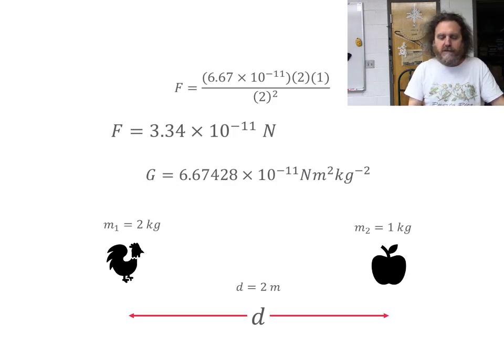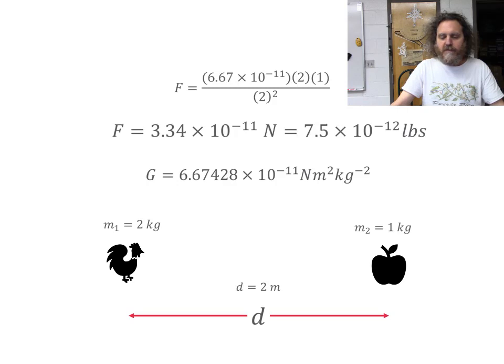The newton is the standard international unit of force, named after Isaac Newton, because he discovered gravity. But the pound is a more familiar unit of force. When you hold a 1 pound object in your hand, the force against your hand from that object is 1 pound. So that's a unit of force. And so translating from newtons to pounds, you divide by 4.448, and it turns out it's 7.5 times 10 to the minus 12 pounds. 7.5 trillionths of a pound.